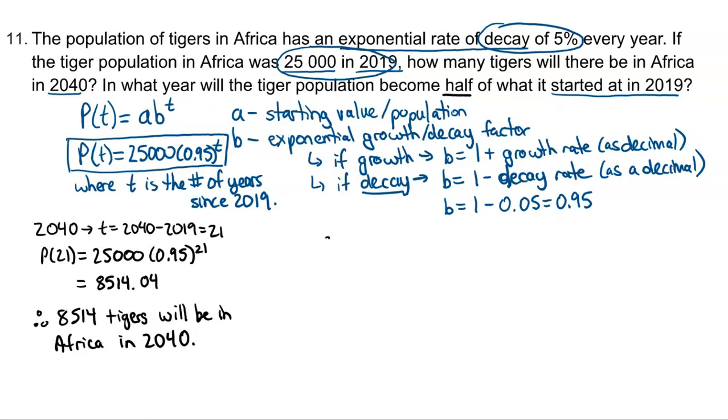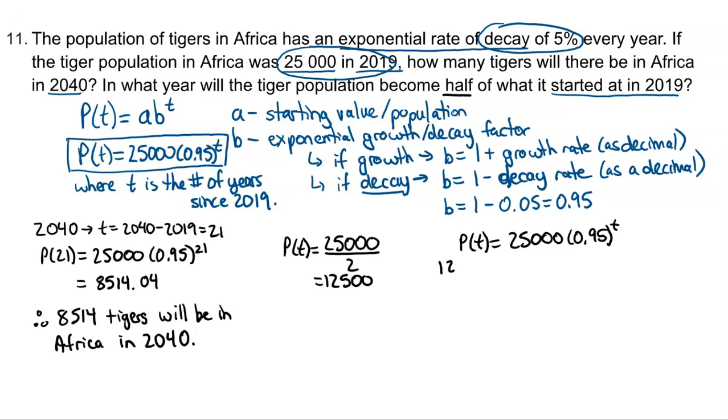So now it says, in what year will the tiger population become half of what it started at in 2019? Well, half of what it started at is 25,000 divided by 2, which is 12,500. And so we're going to go back to our equation that we had. Population after some time is 25,000 times 0.95 to the power of T. In this case, we don't know what T is, but we do know what that P of T, that population value, is. It's 12,500. So I'm replacing the P of T with 12,500.